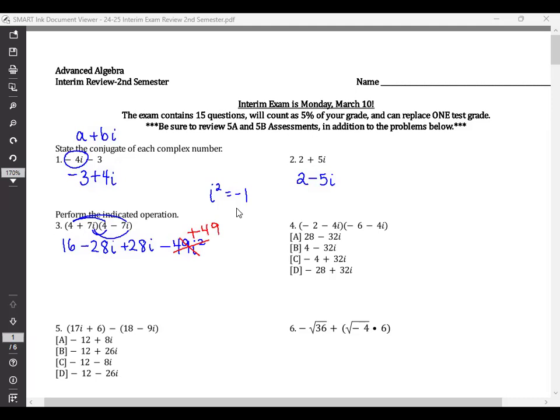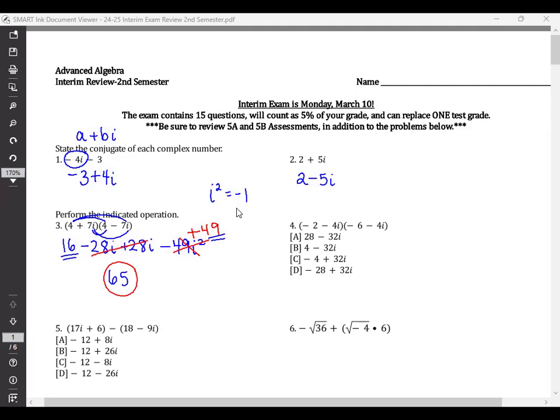Now I'm going to combine like terms. I have 16 and 49. So 16 plus 49 is 65. And then whenever you multiply conjugates, you should notice that your i's will disappear. So -28 plus 28 is 0. My answer is 65. When you multiply conjugates, you end up with just a real number.